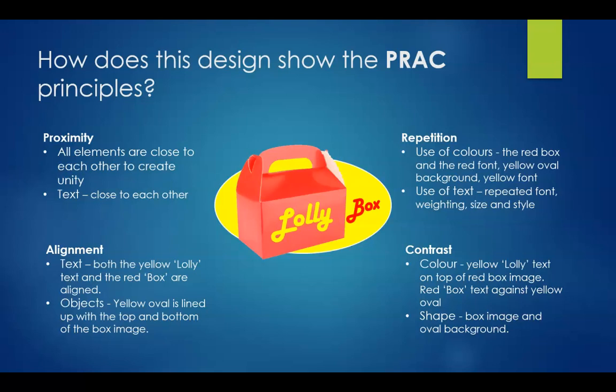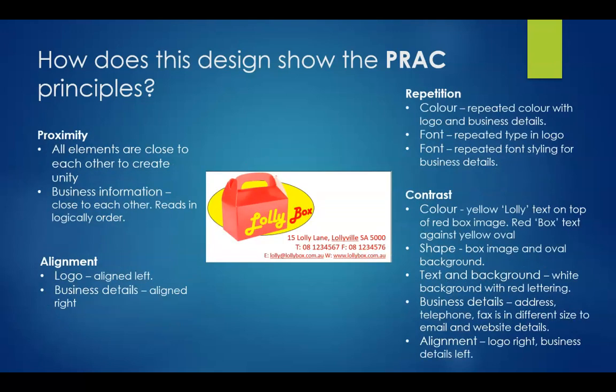Alignment, so the text of both the yellow lolly text and the red box are aligned. The object, yellow oval, is lined up with the bottom and top of the box image. Contrast, the color yellow lolly text on the top of the red box image and the red box text against the yellow oval. Shape, the box image and the oval background.